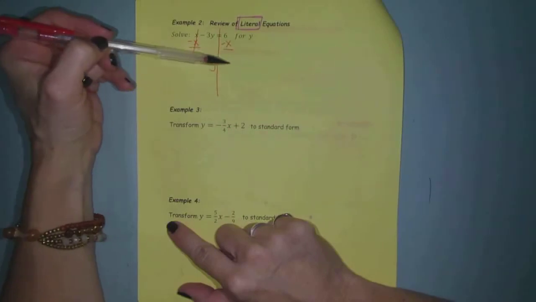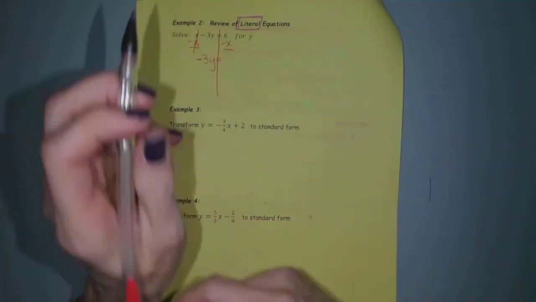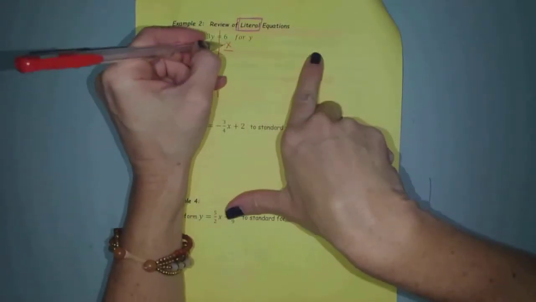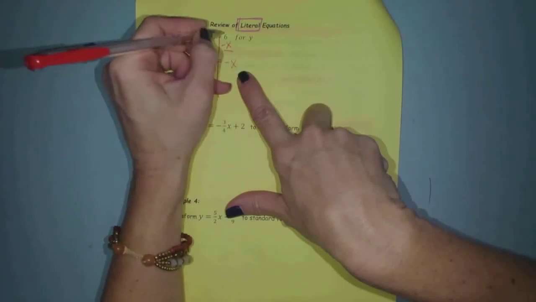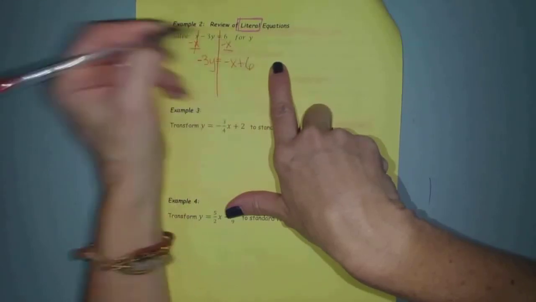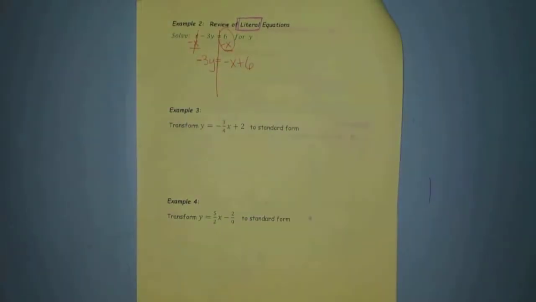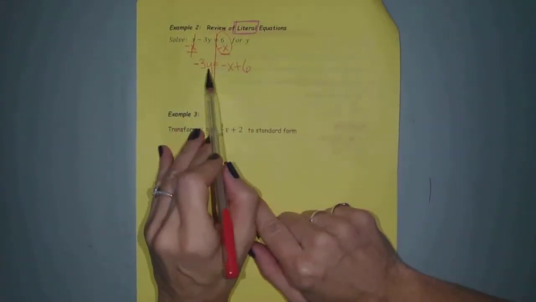Now, I could write this side as 6 minus x. But because I'm the teacher and I know where we're headed next, I'm actually going to put the x first. So I'm going to write this as negative x plus 6. And I can't put them together because they're not like terms. The 6 doesn't have an x with it. Okay, so now we're almost there. We almost solved for y.